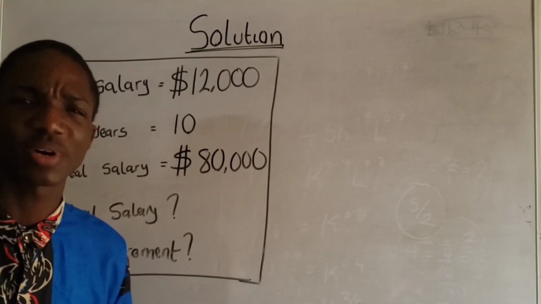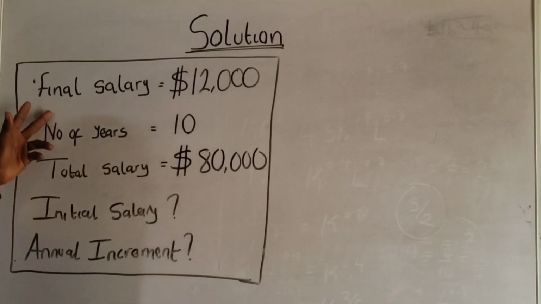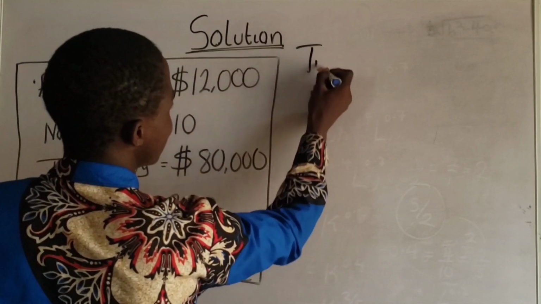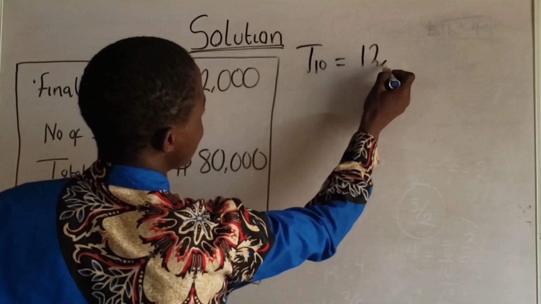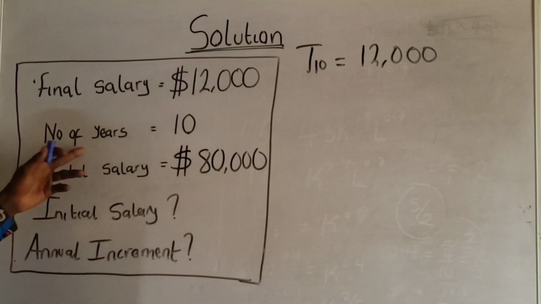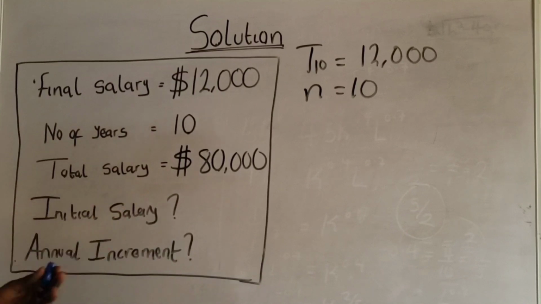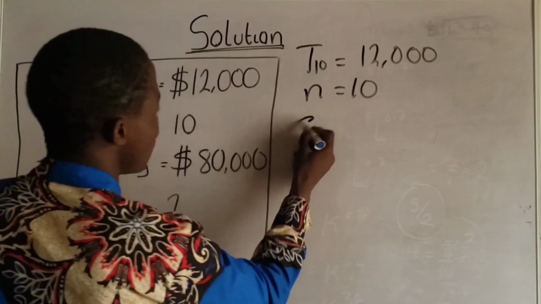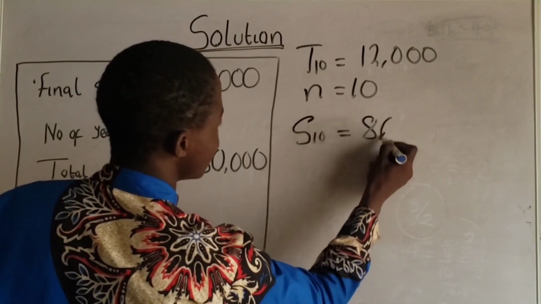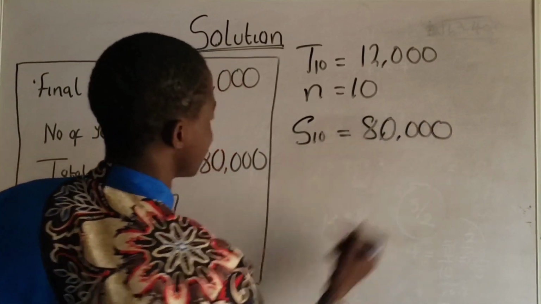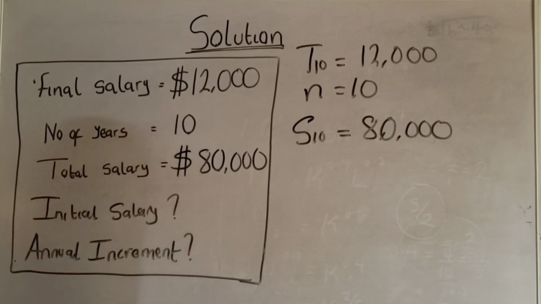How do I know? Considering the parameters given in the question, we have the final salary as $12,000. The final salary signifies the salary of the 10th year, that is the 10th term. So T10 is equal to 12,000, and the number of years, n, is equal to 10. And the total salary that the man received is $80,000, that is the sum of the total salary from the first year to the 10th year. That is S10. So S10 is equal to $80,000. Have you not seen that this question is coming from arithmetic progression?